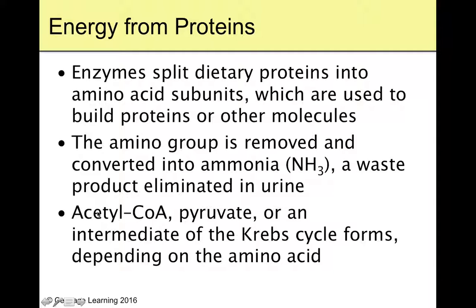Now, we can take acetyl-CoA, we can take pyruvate, or we can take some Krebs cycle intermediates, and we can actually build those out of amino acids, depending on which of the 20 we're dealing with. So we can make a lot of intermediates for ATP synthesis from amino acids. They work in these cycles too.